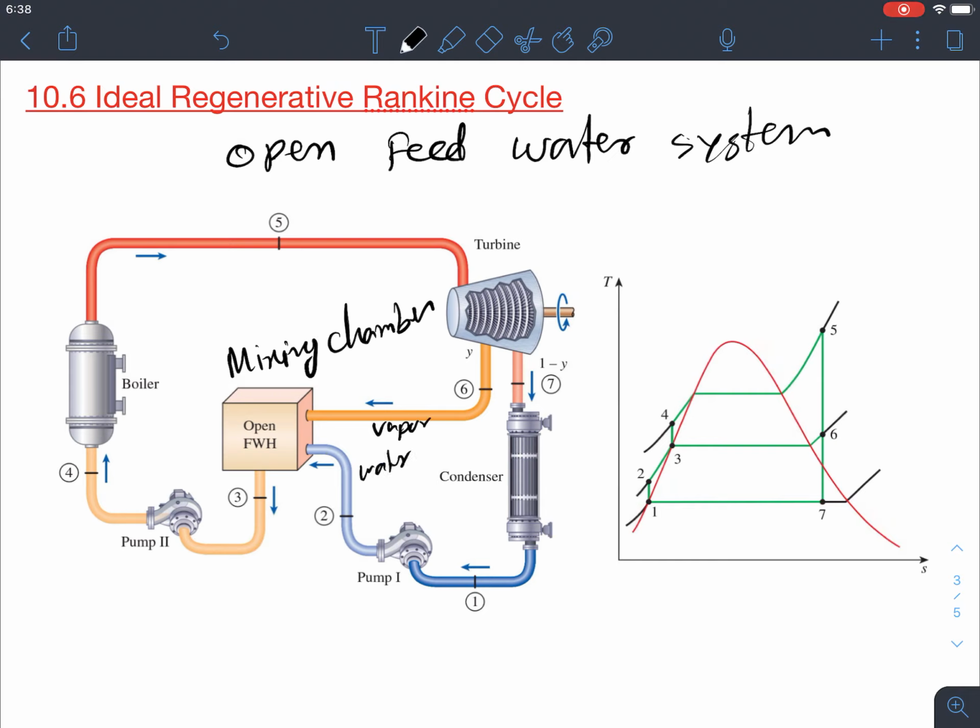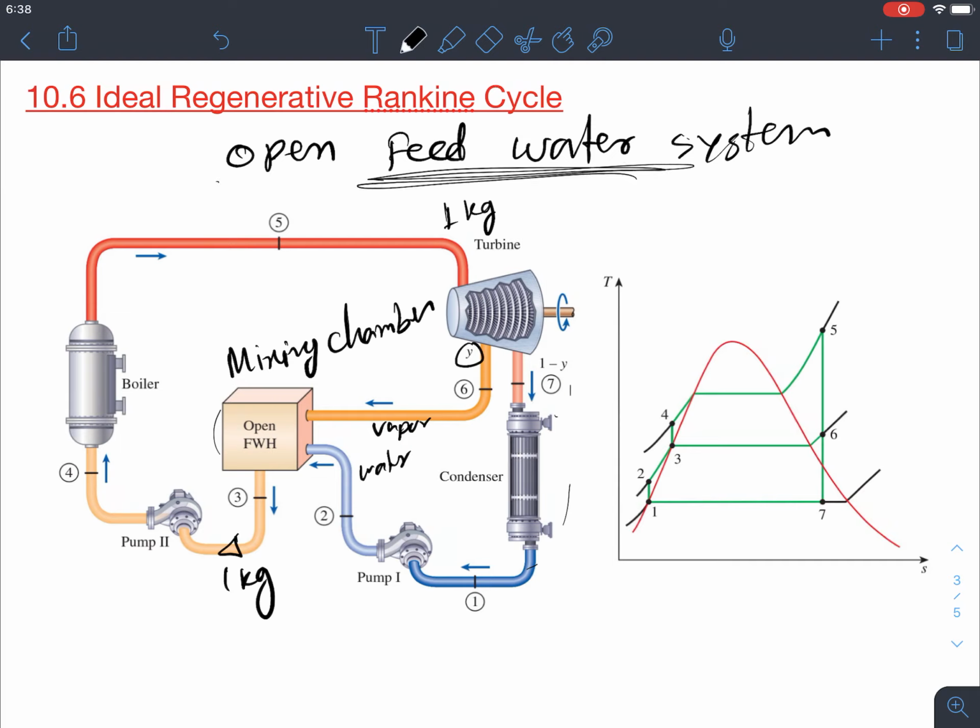So basically if you have, let's say, 1 kilogram of water vapor coming, then the y amount of vapor is coming through this way, and the rest, 1 minus y, is coming through this way. So basically again it will be 1 kilogram of water, right? So they're mixing together right here.